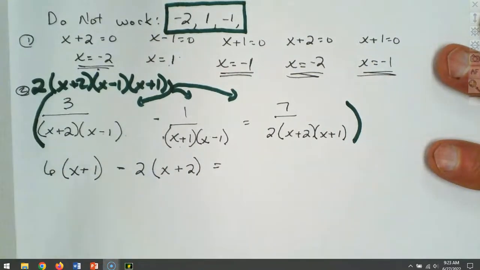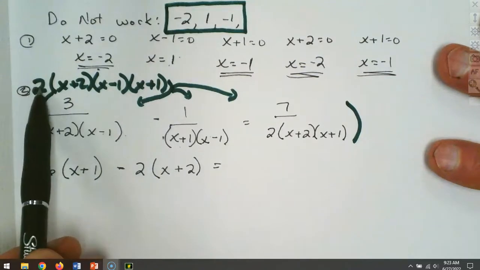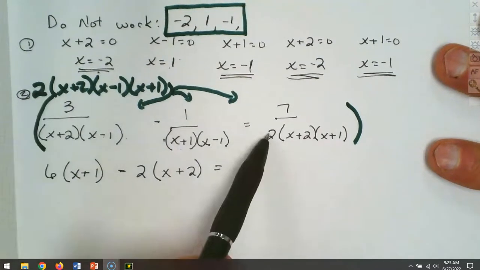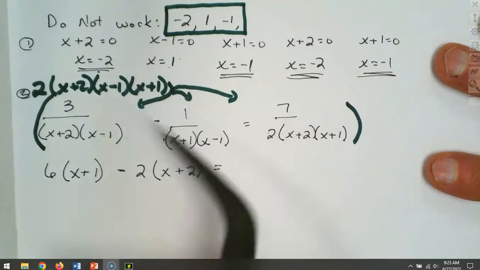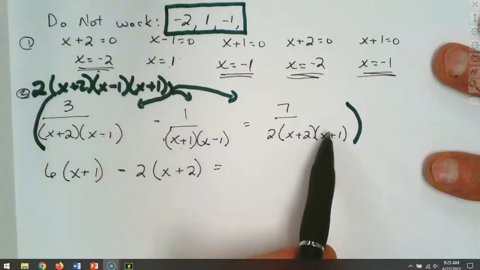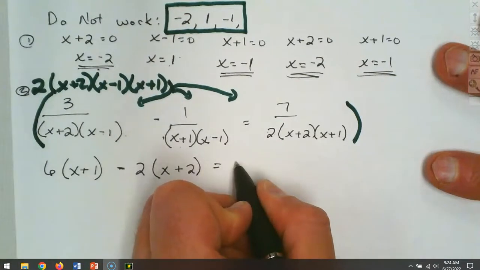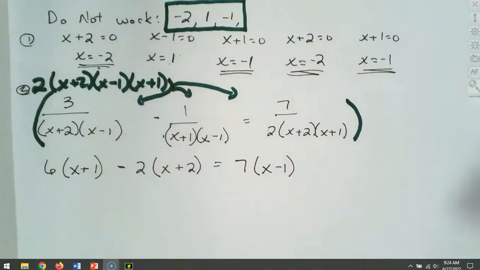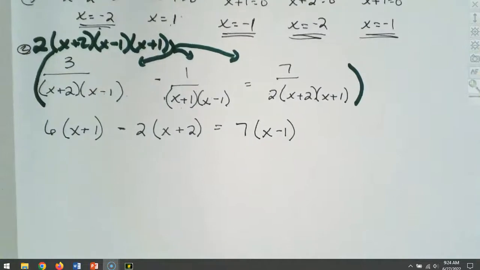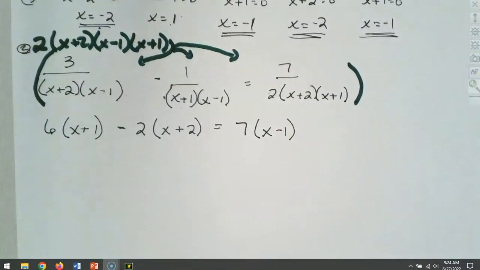Now, on the right-hand side, it's a little bit different because the 2 and the 2, one's on the top, one's on the bottom, they cancel. We've got an x plus 2, cancels. X plus 1 cancels. And what's left over? 7 on the top. And an x minus 1. Now we're done. Now all we have to do is solve this. So let's go ahead and solve this. We're almost finished.